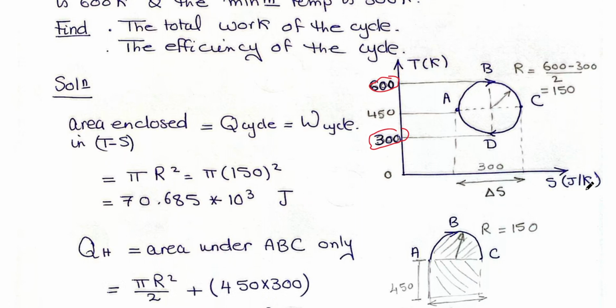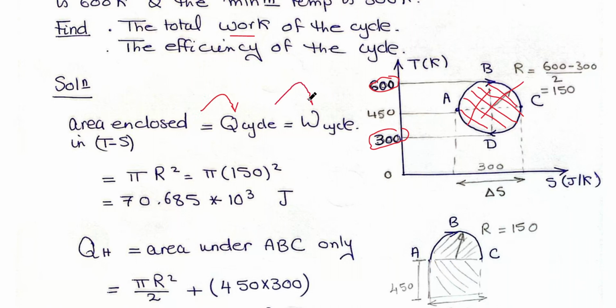And of course, this is the entropy on the x-axis. Now I want to find the total work. How to find the total work? We know that in the TS diagram, the area enclosed by the cycle is the amount of heat of the cycle. So the area enclosed in the TS is the Q of the cycle.